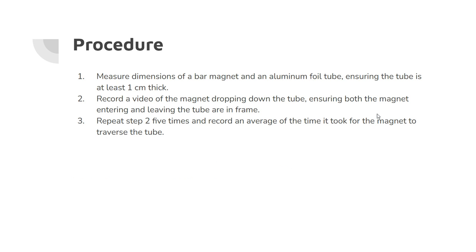As far as the actual procedure of this lab, we're going to take a bar magnet and take measurements of it, mass, size, etc., and do the same for an aluminum foil tube. We want to make sure that the aluminum foil tube is at least 1 centimeter thick. Record a video dropping the magnet through the tube, ensuring both the magnet entering and leaving the tube are in frame. You could also record the time while you do this. At least what I did was record a video and look at the time change from that video. Then repeat this step 5 times to get an average time it took for the magnet to traverse the tube.